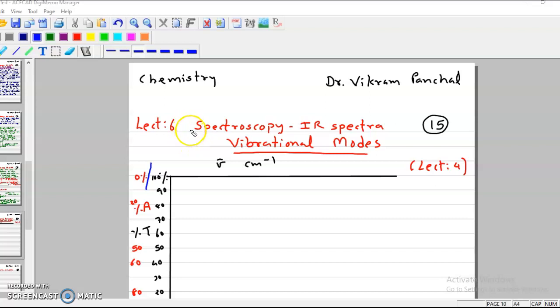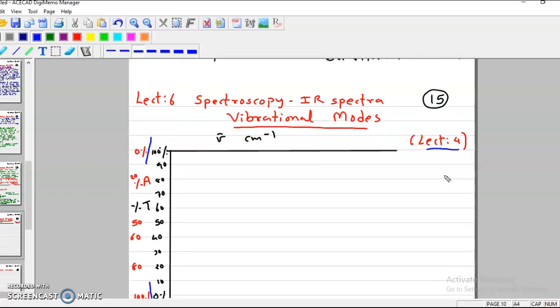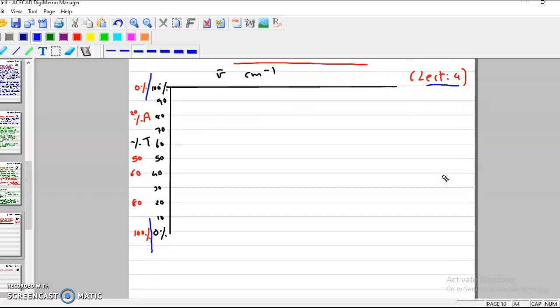In this lecture, I will explain you a little bit in detail vibrational modes. Before that, I think I made a mistake in lecture number 4 where I was explaining about the types of bands that appear in infrared spectra. So let me clarify this first.